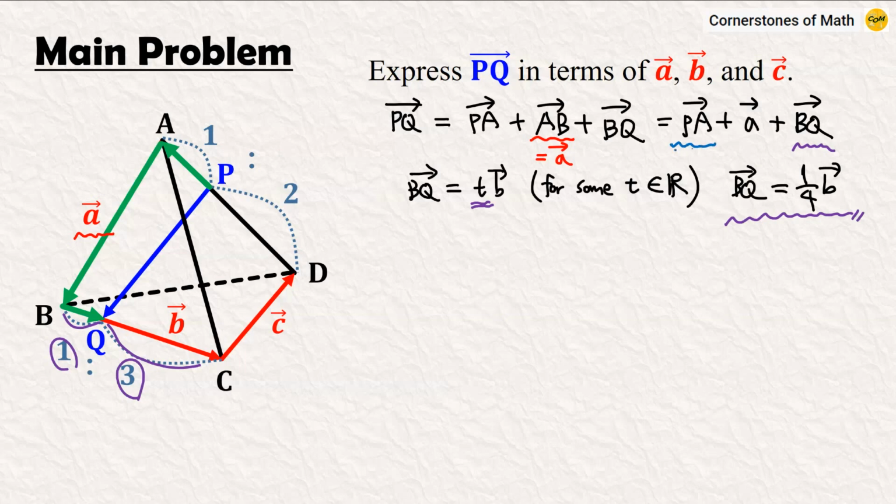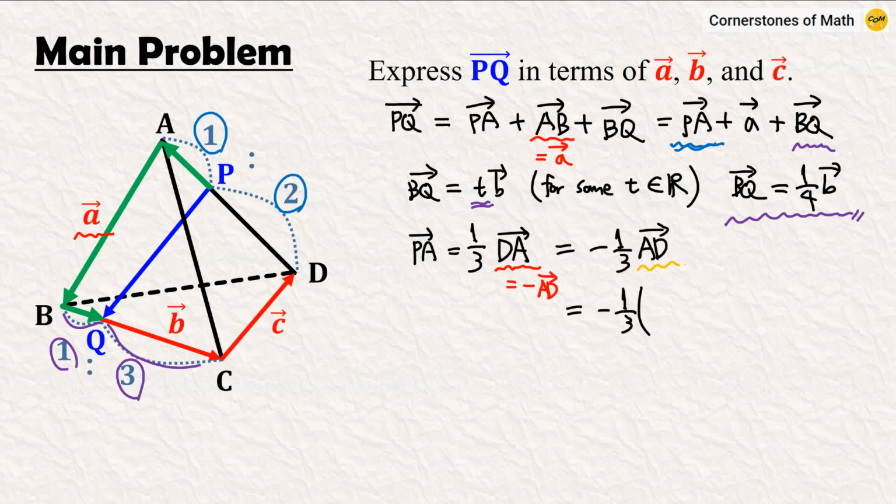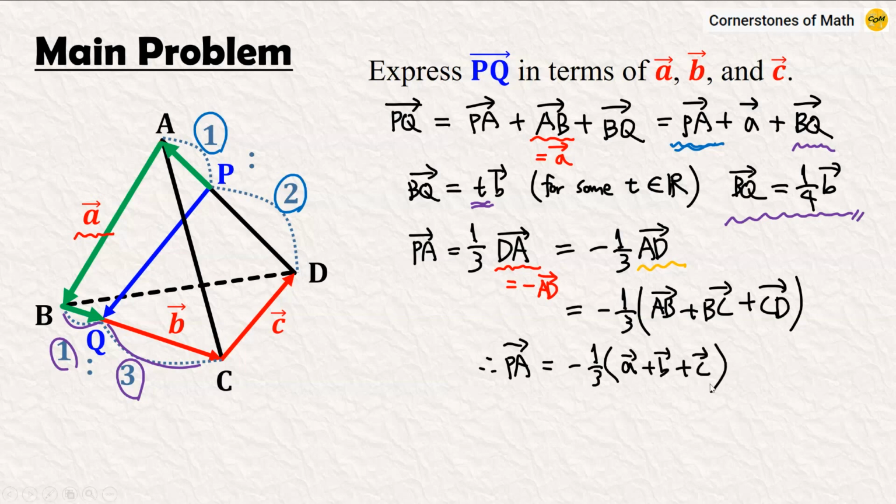Next, this vector PA. This vector is parallel to vector DA, and from this ratio of 1 to 2, we can say that PA equals 1/3 of vector DA. Here, this vector DA is simply minus vector AD, and this vector AD can be expressed as the sum AB plus BC plus CD. So we have vector PA equals minus 1/3 times vector A plus vector B plus vector C. So we have found everything we need.